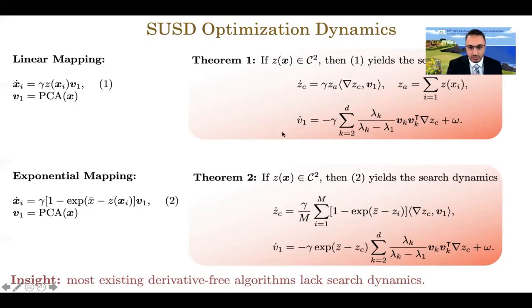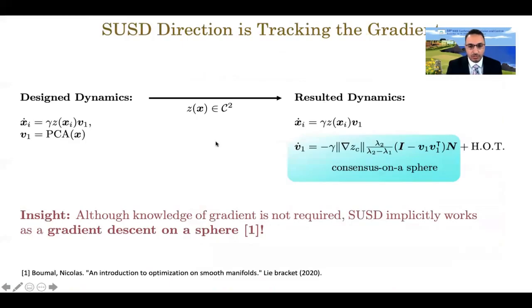To explain what these dynamics mean, we show it, this is for any dimension, but in this slide, we show it for 2D. So for 2 dimensions, the previous equation reduces to this equation. What does this mean? Using what we call the design dynamics, this is what we actually do: xi dot equals gamma times z along v1, where v1 is the BCA direction.